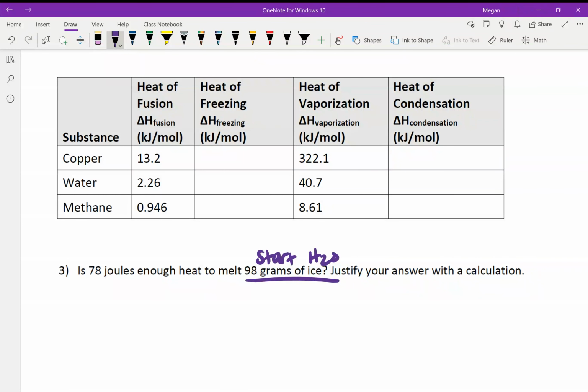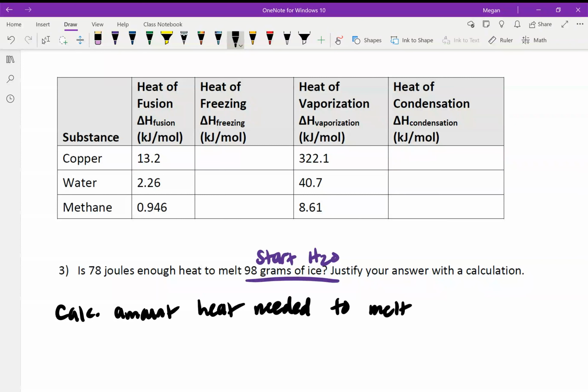First of all, here's the scenario. You have 98 grams of ice. We apply 78 joules of energy. And the question is, is the ice going to melt? And we've got to figure out, well, how much energy is actually needed to melt 98 grams of ice? So that's our first calculation. You need to calculate the amount of heat needed to melt 98 grams of ice.